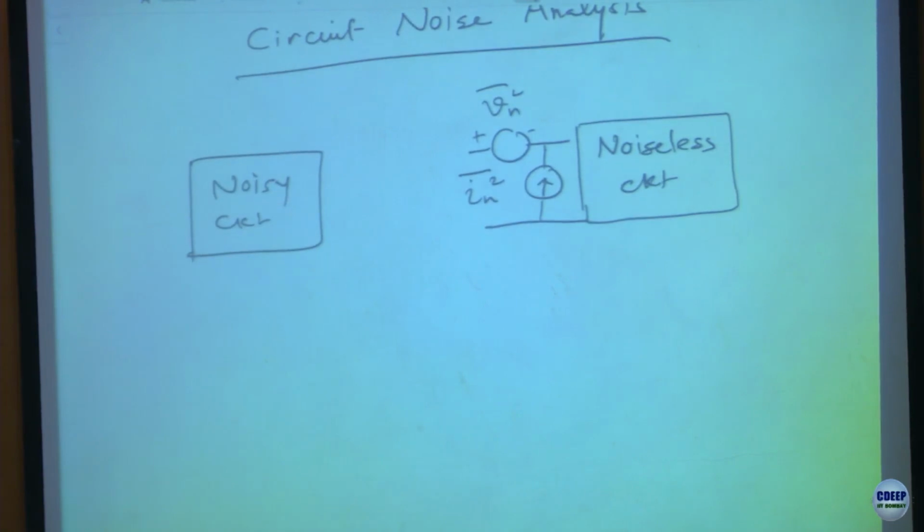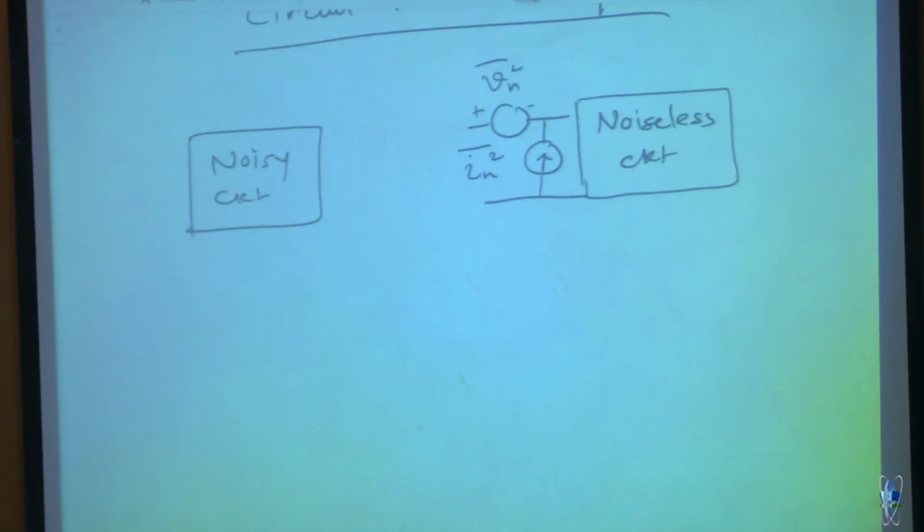The next term that I will introduce is called noise figure. By the name, if the number is high, that means the circuit is noisy, because it has a high noise figure. The low noise figure is what we want. Now, figure is just to compare two blocks.